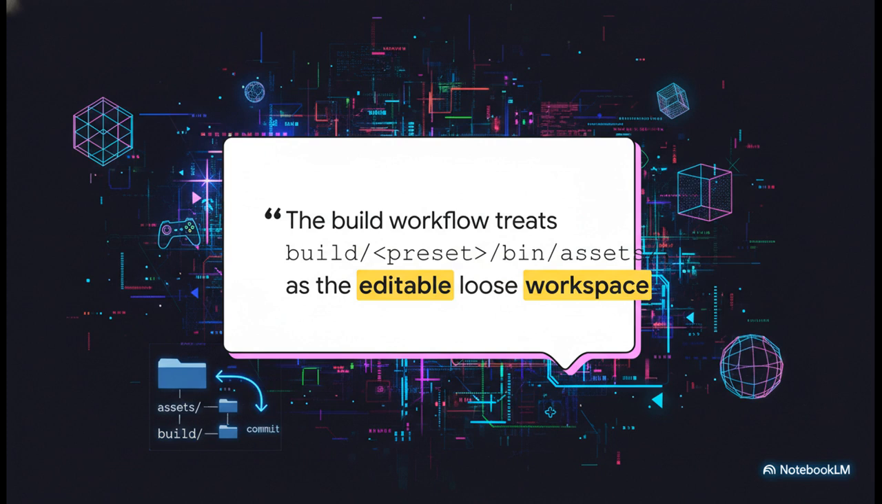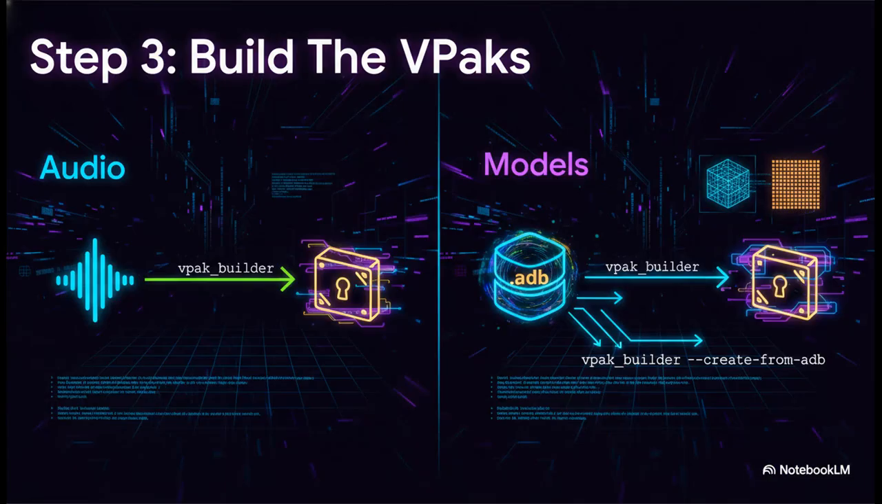Just remember the golden rule. Once you're happy with the changes, copy them back to the main assets folder before you commit. The last step is to package it all up with the VPak Builder.